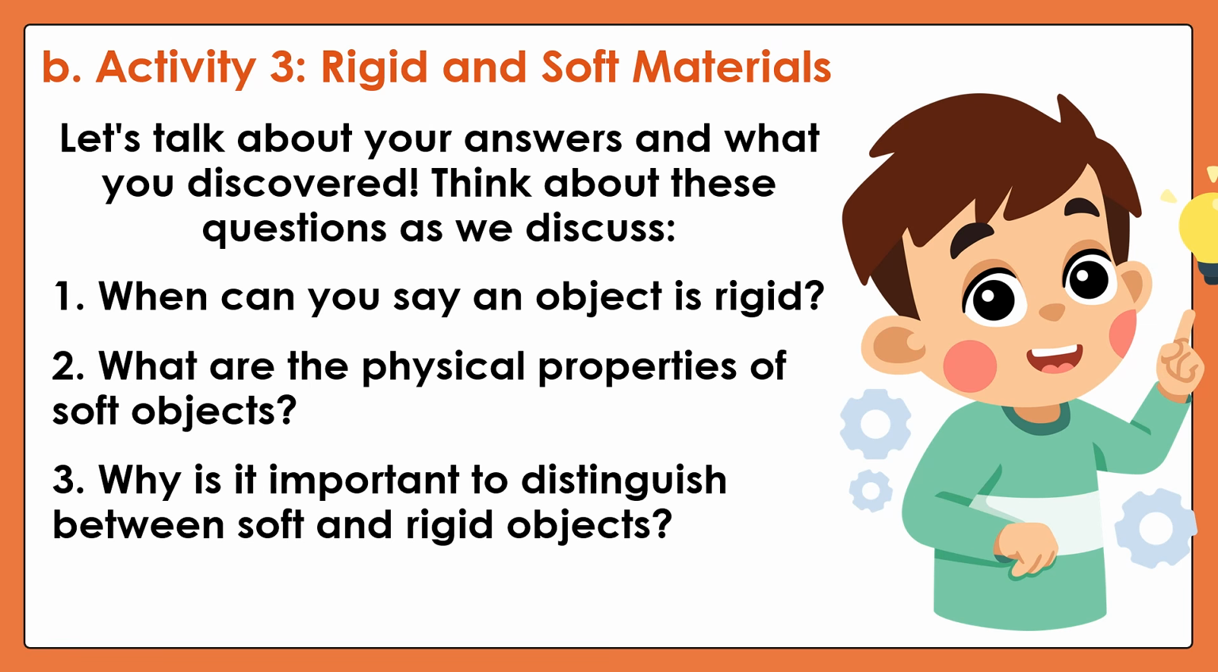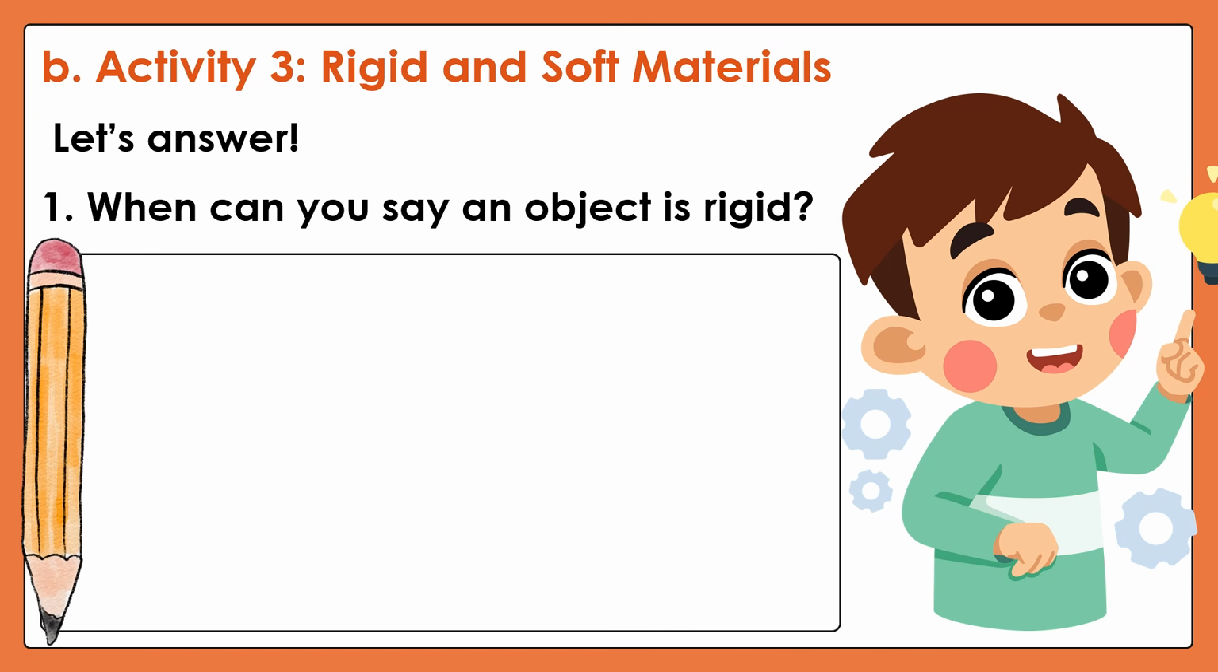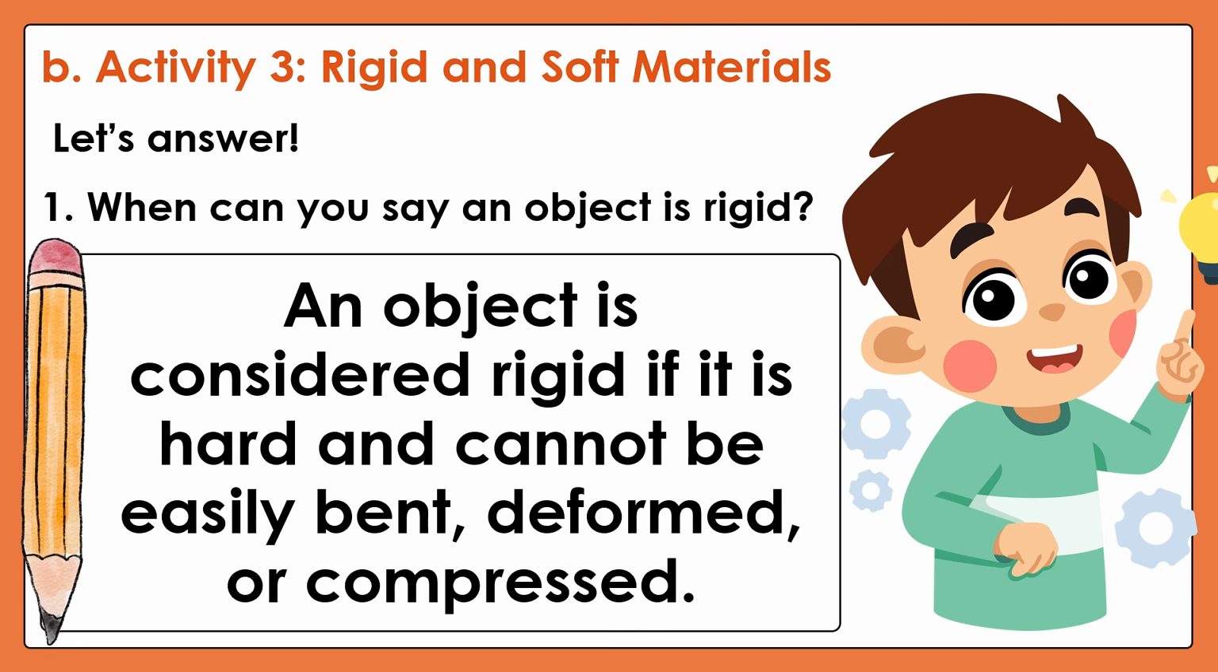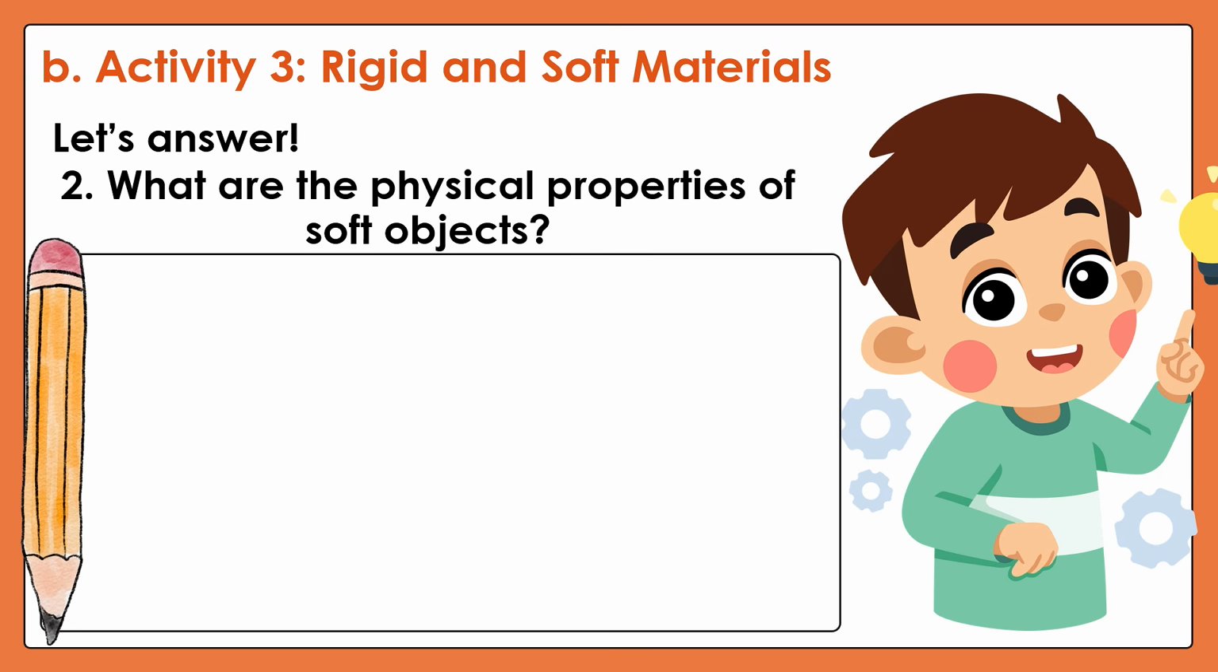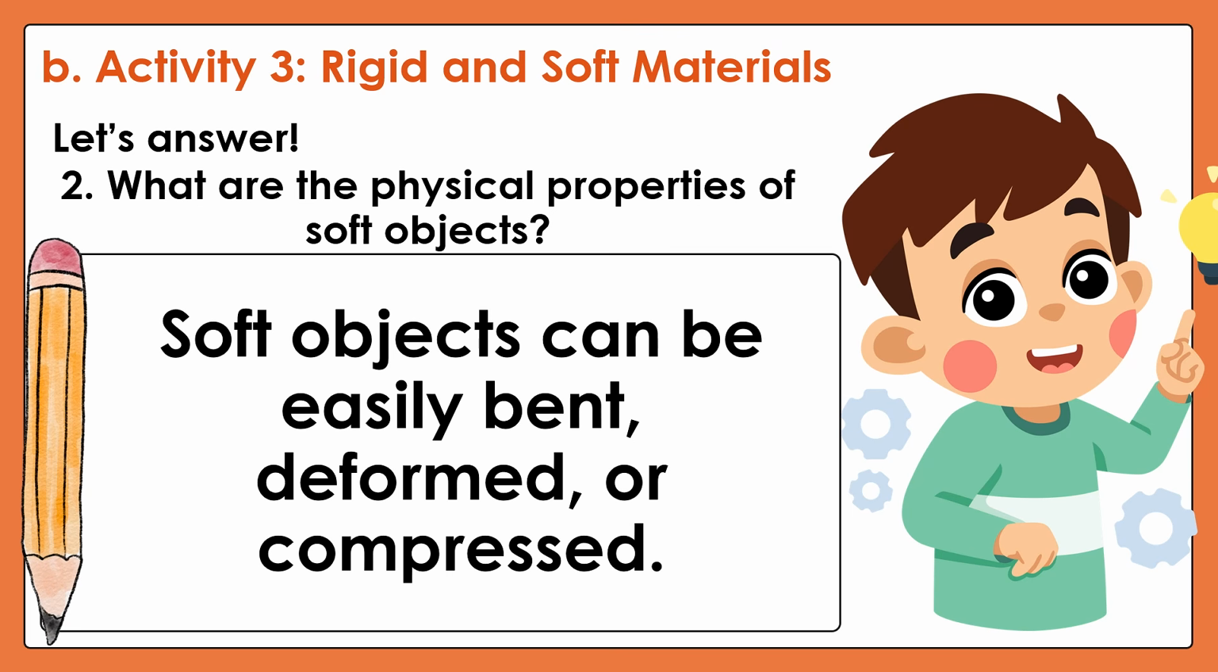Let's answer. First, when can you say an object is rigid? An object is considered rigid if it is hard and cannot be easily bent, deformed, or compressed. Second, what are the physical properties of soft objects? Soft objects can be easily bent, deformed, or compressed.